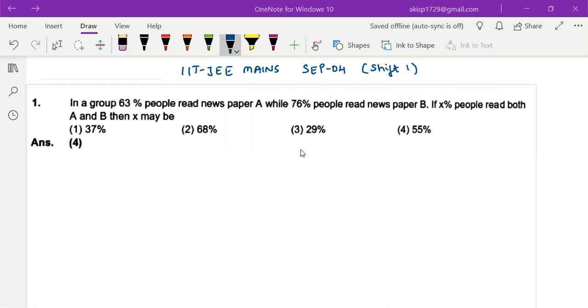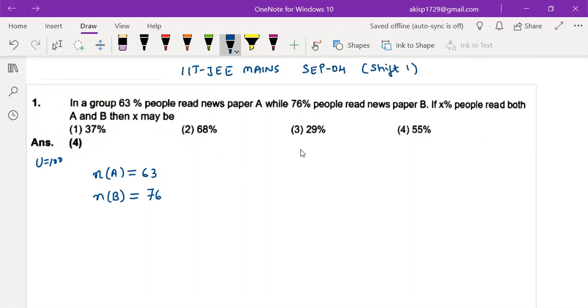Let us say the people who read newspaper A are 63. We can take 63%, but we will take 63 so that the total set, the universal set, contains 100 elements, and 63 of them read A. Similarly, those who read newspaper B are 76 in number.